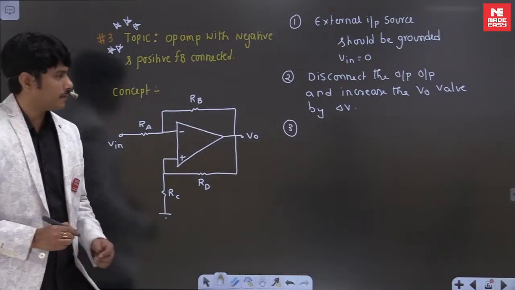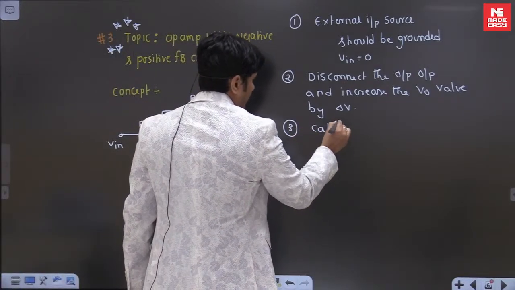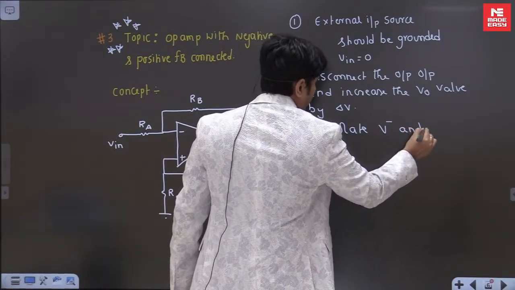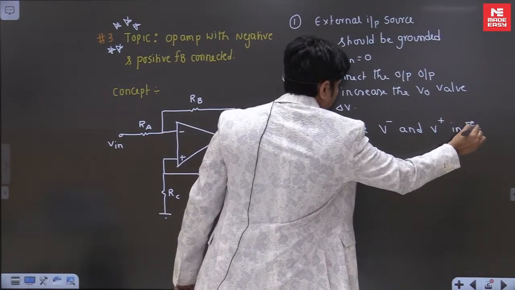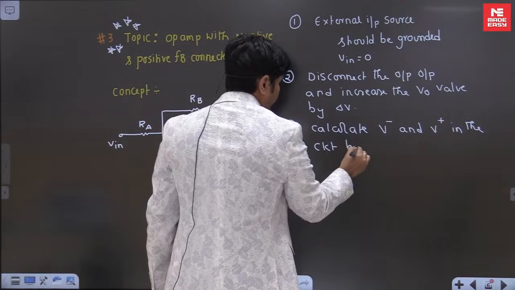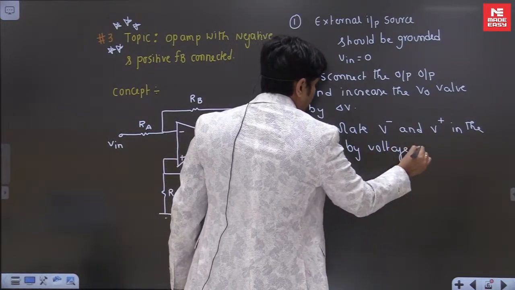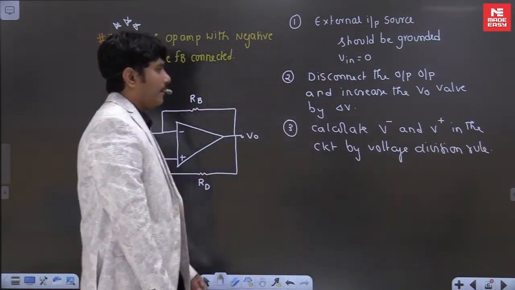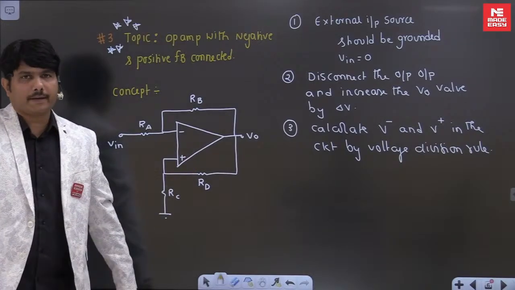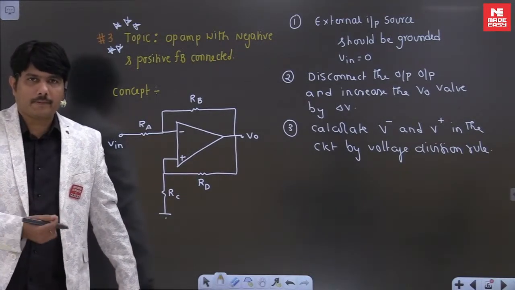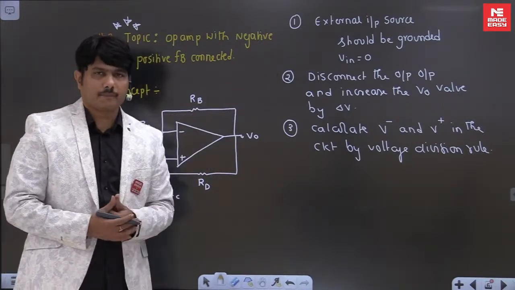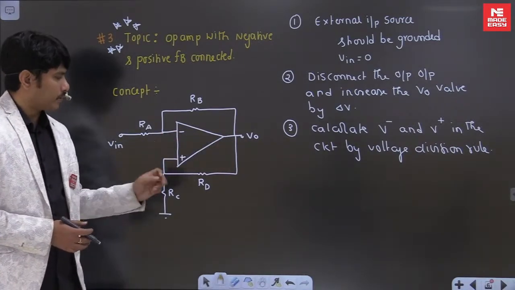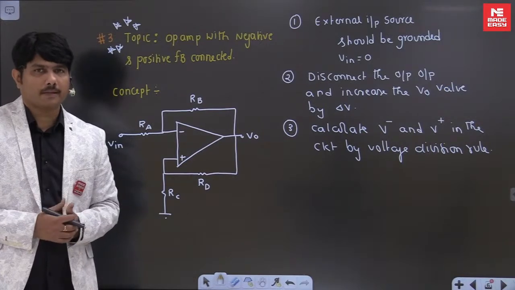The final step is to calculate V minus and V plus in the circuit by the voltage division rule. So these are the simple 3 steps you can apply for any question based on positive and negative feedback. Easily I can identify what type of feedback system it is. The first rule is VN should be ground. The second rule is break the output so that the output goes commonly to both sides. We find V minus and V plus using voltage division.